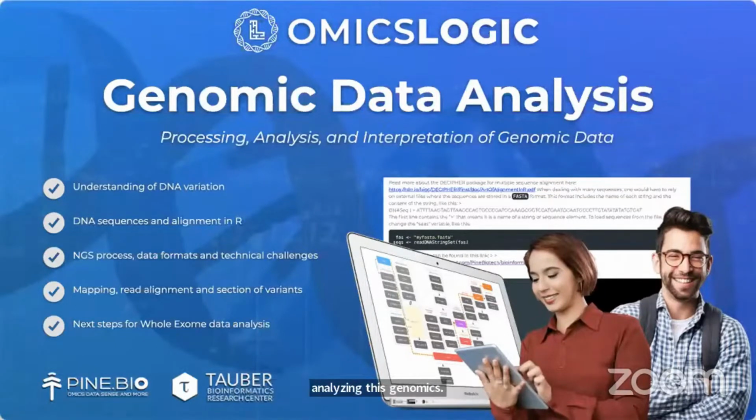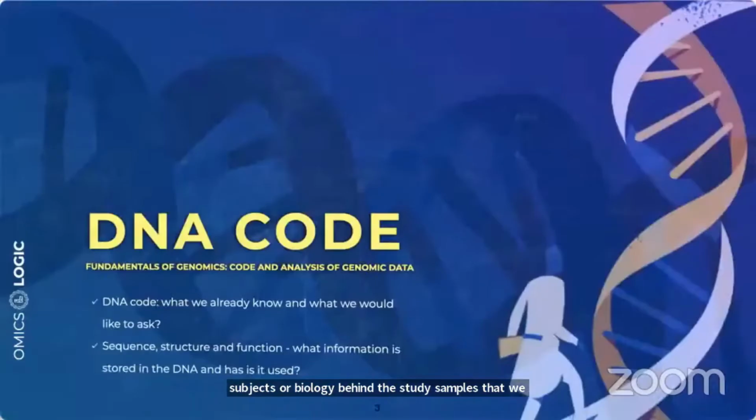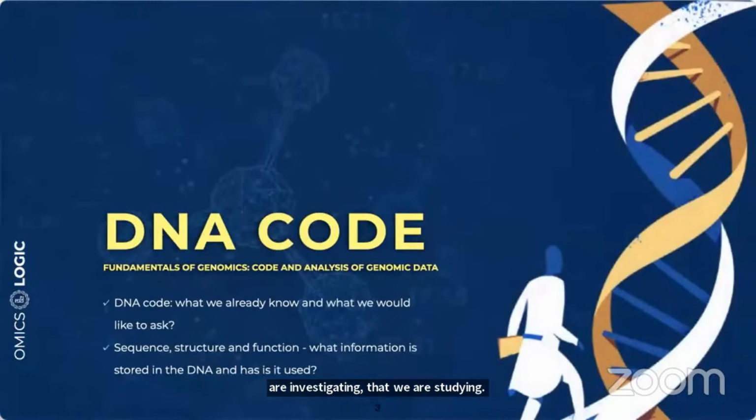the different ways in which these variations can tell us or can help us understand the biology behind the subjects or biology behind the study samples that we are investigating, that we are studying. So let's start by going through a couple of slides of review. If you already know this, you can speed it up, or I'll follow it along. So let's start reviewing the fundamentals of genomics.